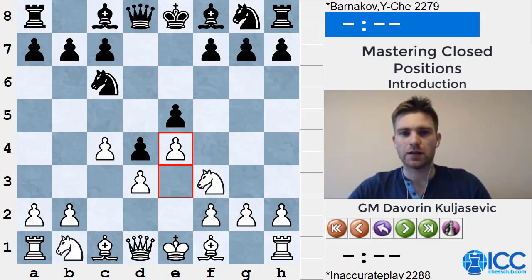So these are some of the guiding principles. Let me repeat them once more. So pawn breaks, schematic thinking, prophylactic thinking, and breakthrough.